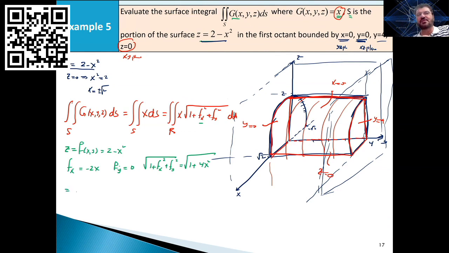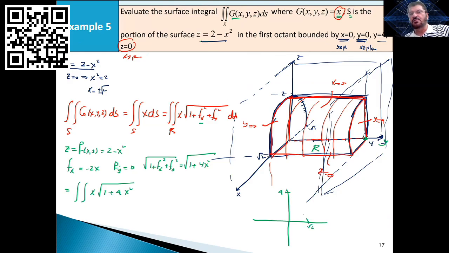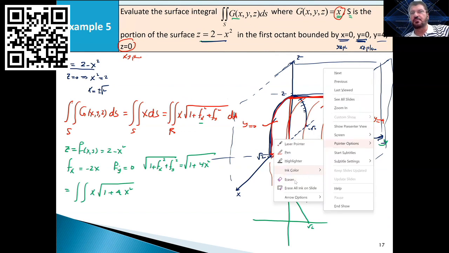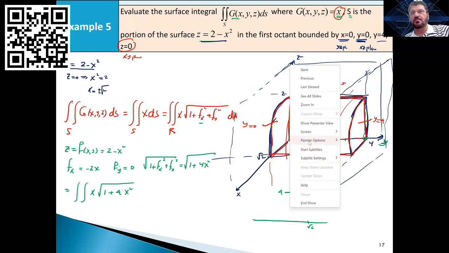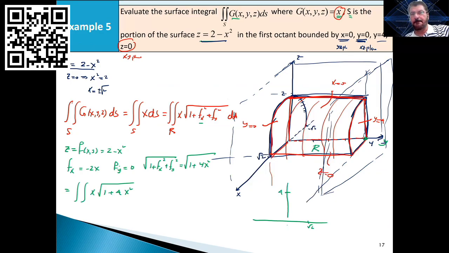So what's my question going to be now? It's the double integration of x times the square root of 1 plus 4x squared dA over R. Where is R, by the way? This is our region R. This is the base, isn't it? Let me take it here. On the y, it's 4. This is the y-axis. On x it's only root 2. So we have this rectangle. So this is our region R.